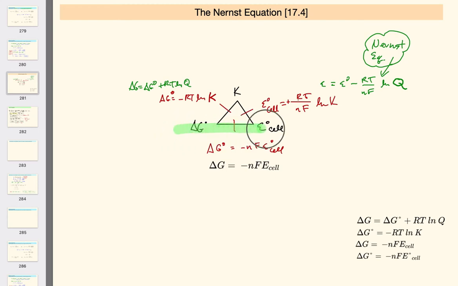Next thing we want to look at is a relationship between delta G and E cell. Delta G is equal to minus N, the number of moles, times Faraday, times the E, the potential for the cell. So you can see those two driving forces are related by that equation.